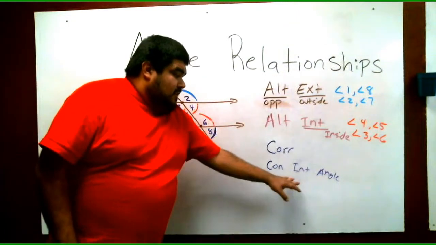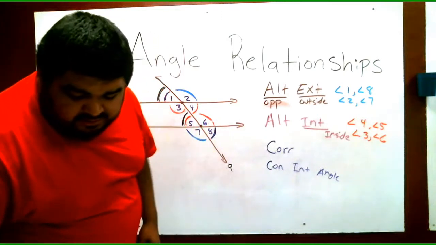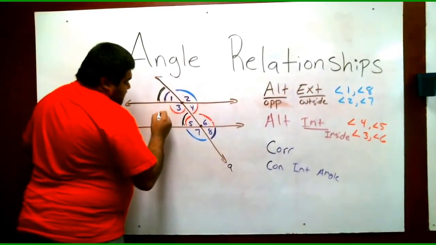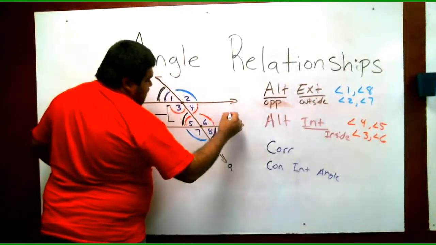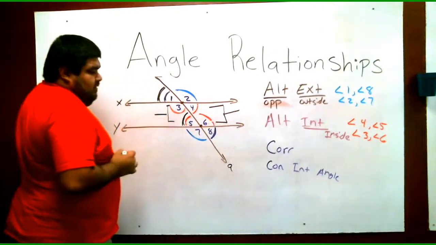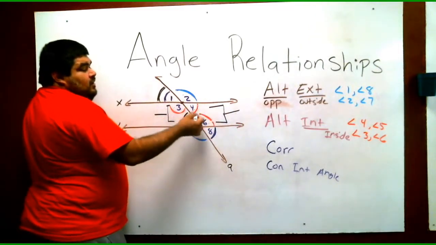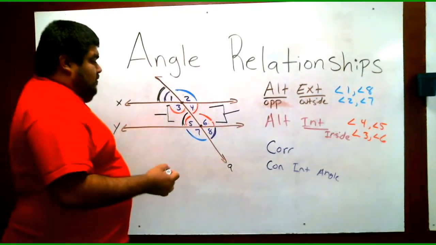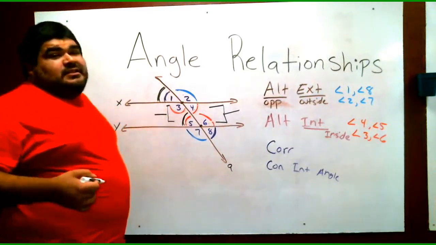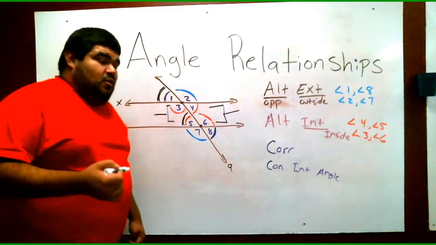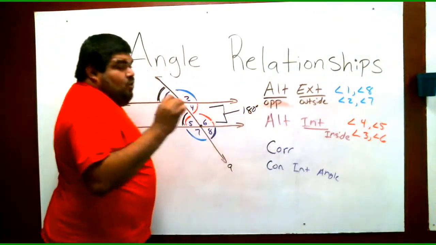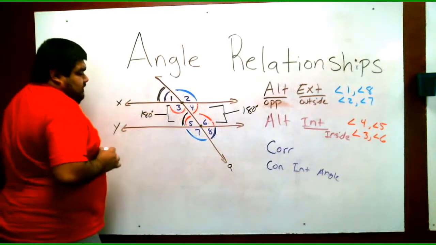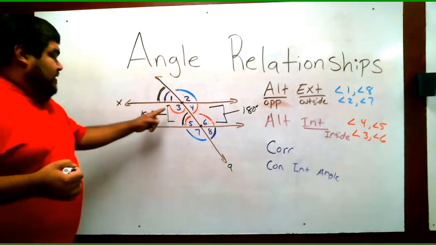And finally, consecutive interior angles. Like I said, consecutive means they're next to each other. So consecutive interior angles can be 3 and 5, or they can be 4 and 6. Notice that there's no wall between them. There's no line. They can see each other. The measurements of the two angles on the inside, if it's a symmetrical transversal, always add up to 180, but only if the transversal and the lines are parallel. So they should equal 180 degrees. Those are consecutive interior angles.